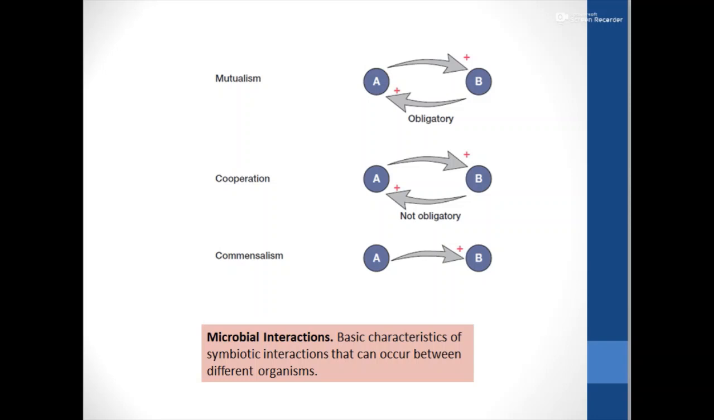The next type of microbial interaction is commensalism, where two microbes A and B are interacting, and A is giving a benefit to B, but B is not having any other interaction with A, or B is not giving any positive interaction towards A. That is a case of commensalism. Now, what is an example for commensalism?